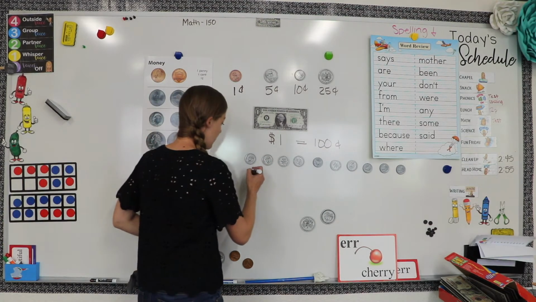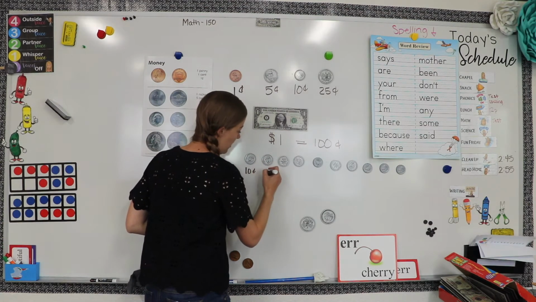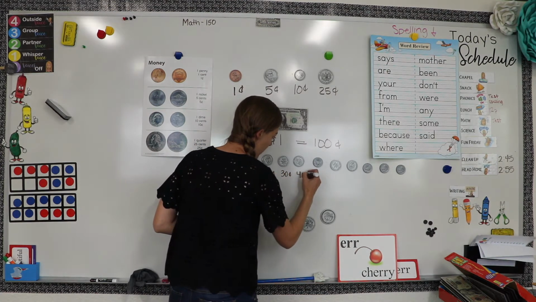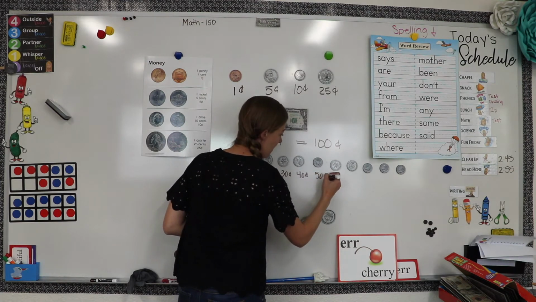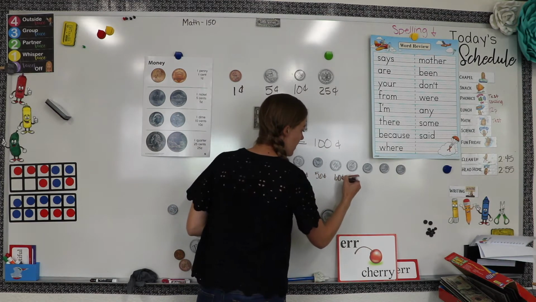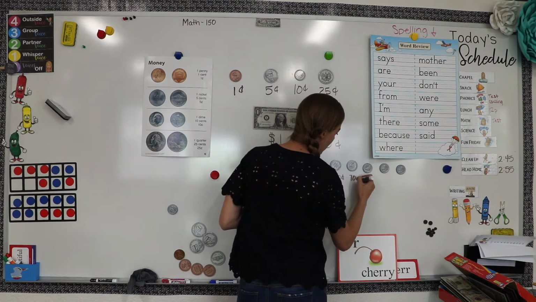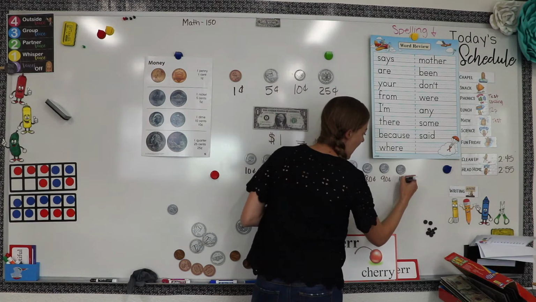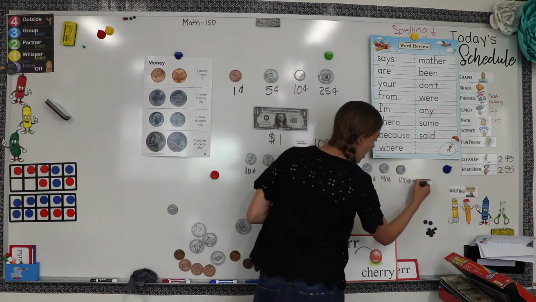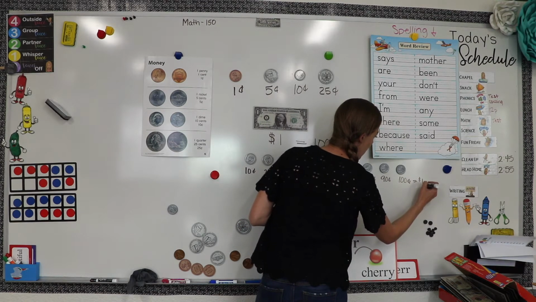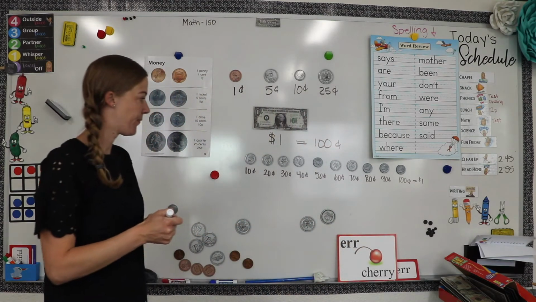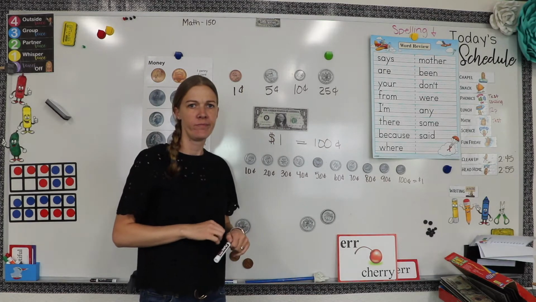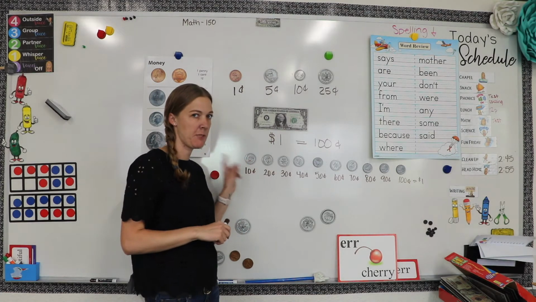So this is 10, 20, 30, 40, 50, 60, 70, 80, 90, and 100 cents, which also equals $1. Okay? Why was I counting by tens? Because I'm using a dime, right? 10 cents is a dime.